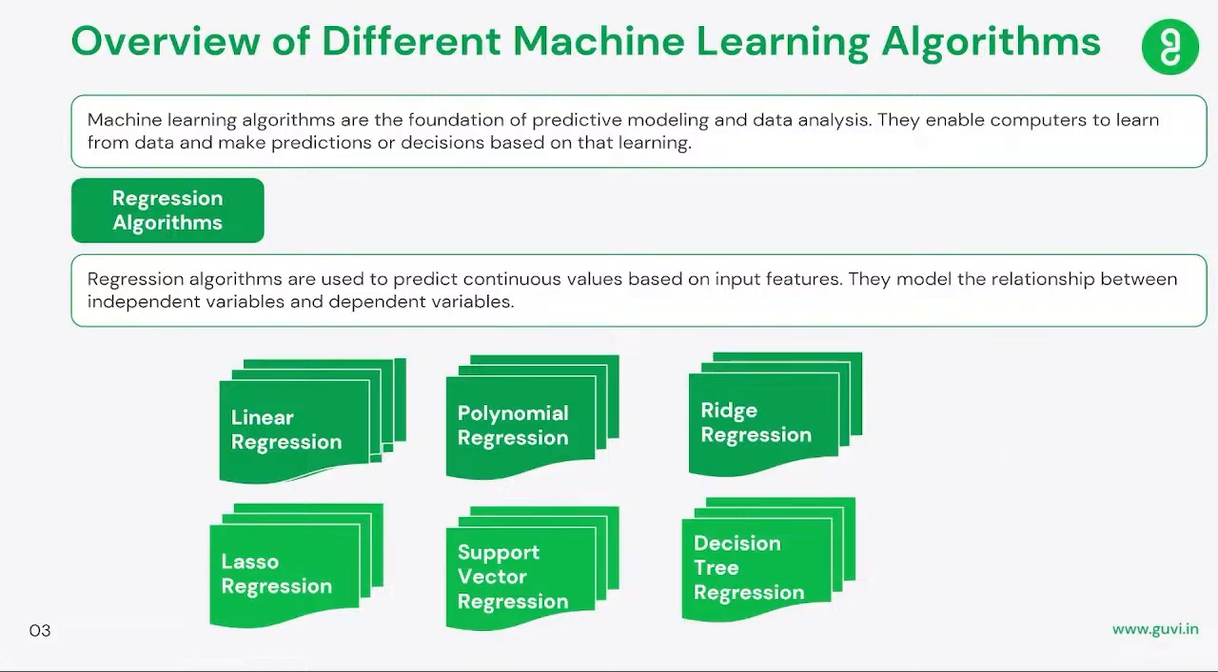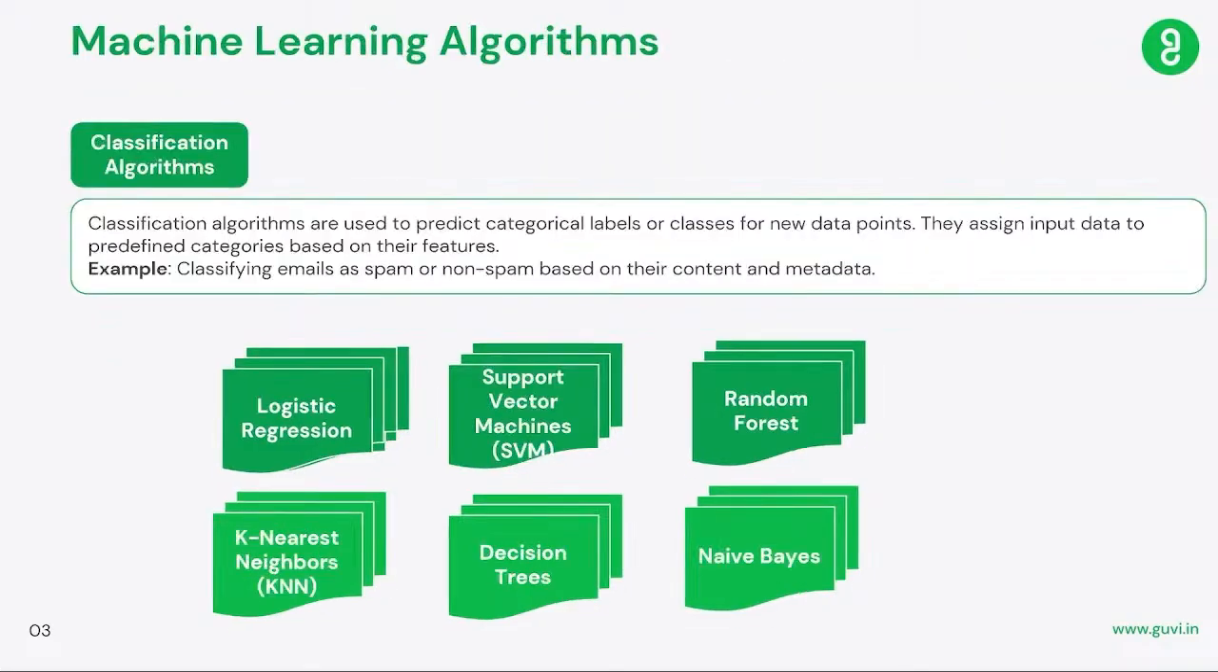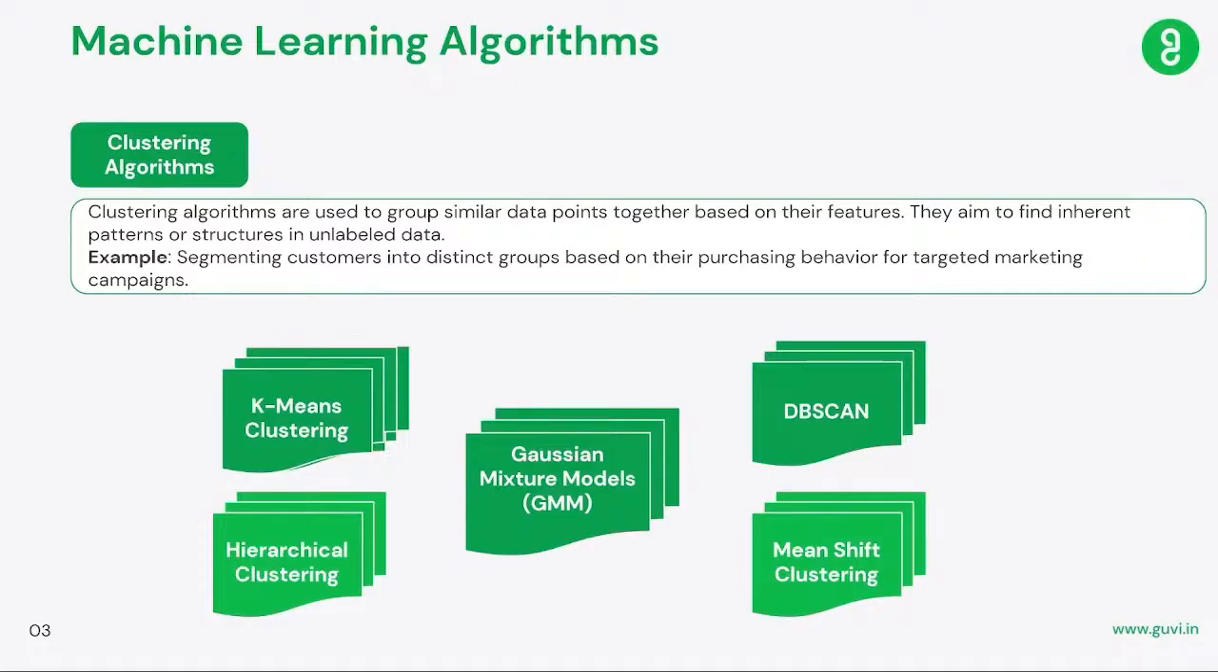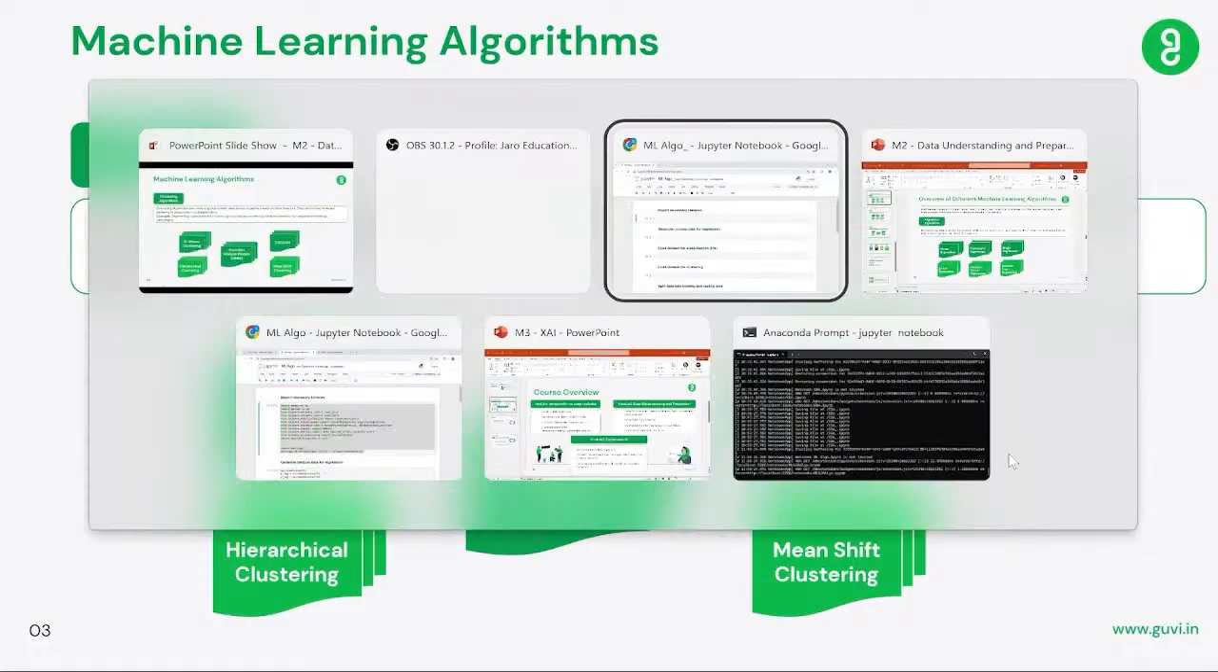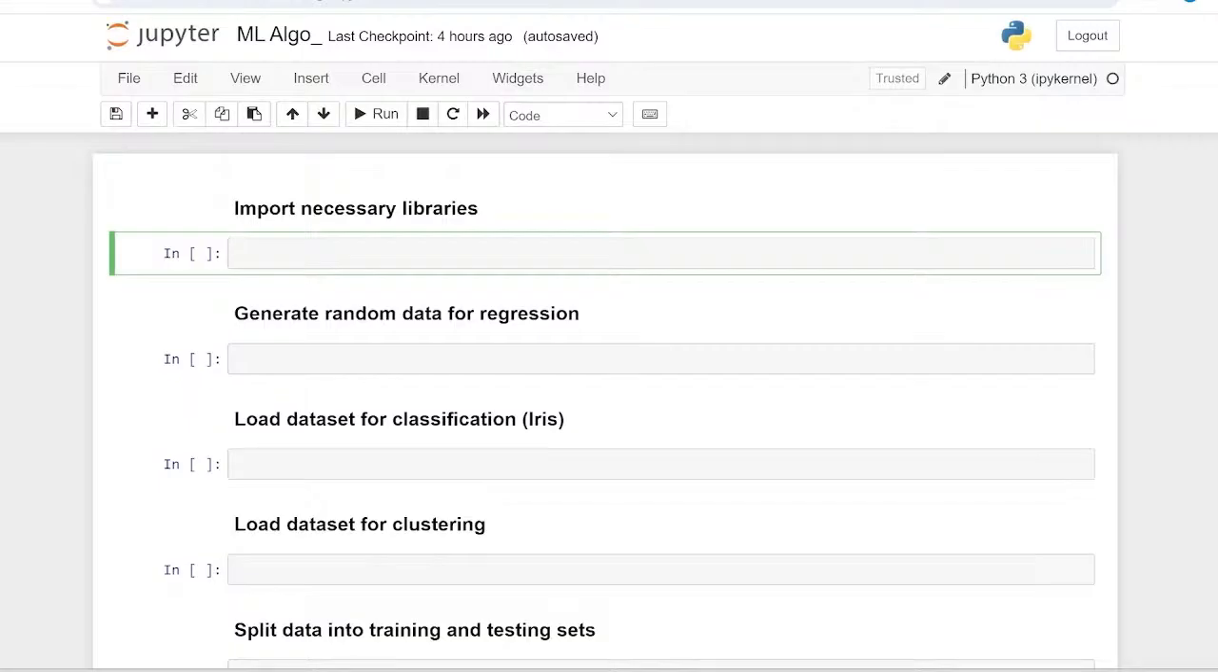So in the previous session, we have seen about the different machine learning algorithms, starting from regression algorithms and its types, classification algorithms and its types, and clustering algorithms and its types. Now let's see in a quick demo by taking a data set, and let's see what we can do with the various different machine learning algorithms.